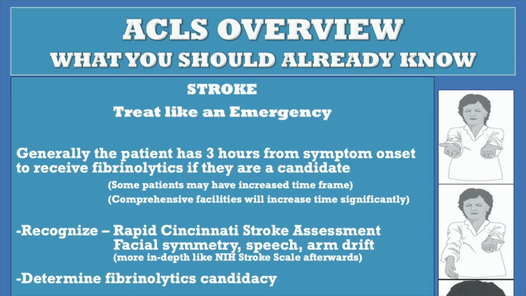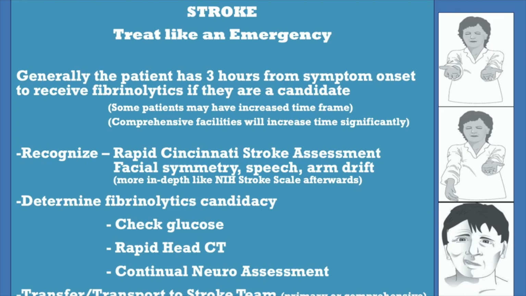So what we say is recognize quickly, rapid Cincinnati bedside assessment, which is 3 things. Facial droop, facial symmetry. Can the patient smile and is it equal? Speech, have them repeat a sentence back to you. You can't teach an old dog new tricks. Or the sky is blue in Cincinnati. Can they repeat it back? Can they phonate it and can they cognate it? Meaning, can they make the words and are they saying the correct words?